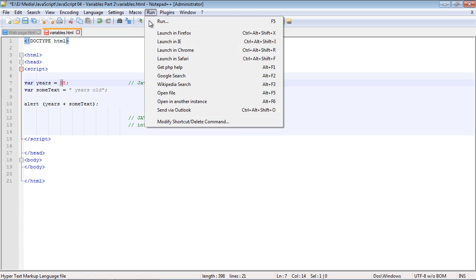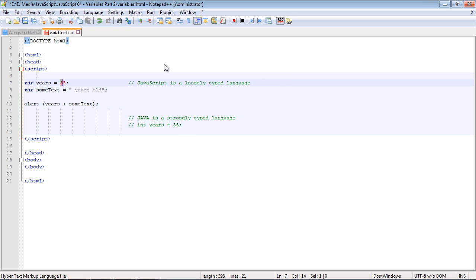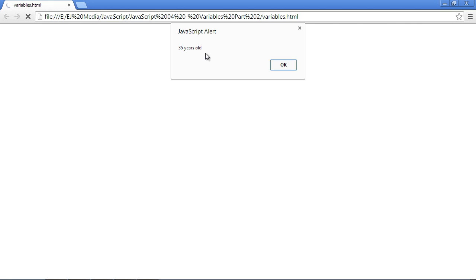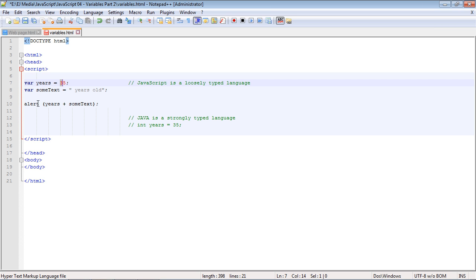Now let's run this, and we'll run it in Chrome. And of course, we get the message 35 years old. And that, of course, is from our alert function, which adds both of these variables up, and it says 35 years old. Now, it even goes farther than that in JavaScript.